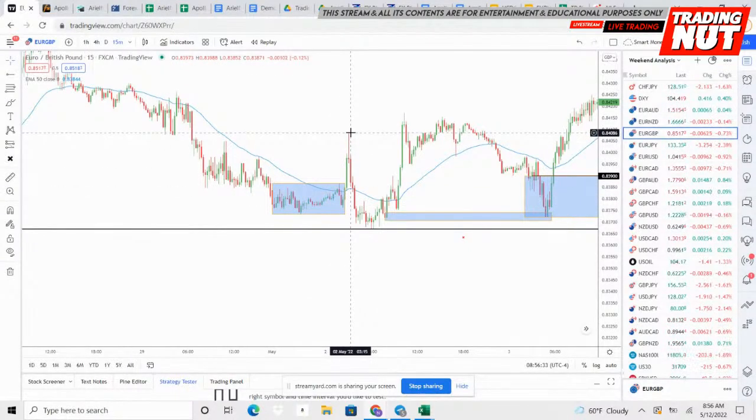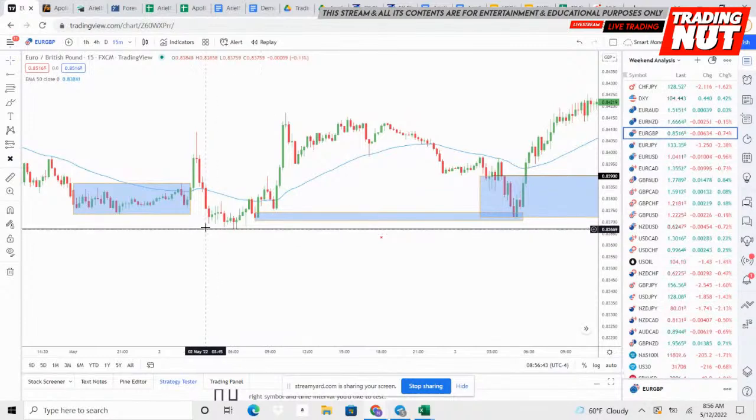Break out of the Asian range, enticing the buyers. Come down, taking their stop losses, enticing the sellers. Break out of the Asian low range. On the 5-minute time frame, we can see an accumulation.